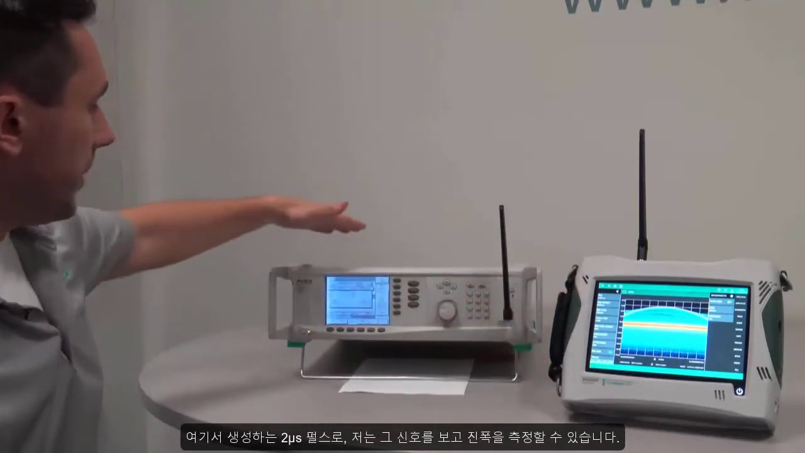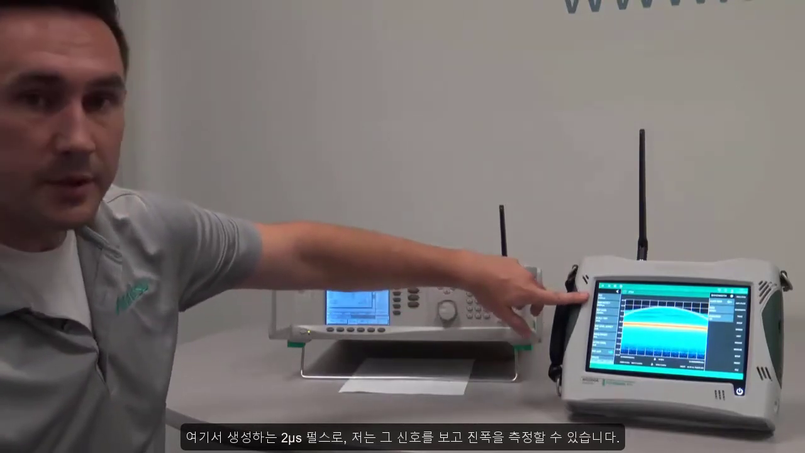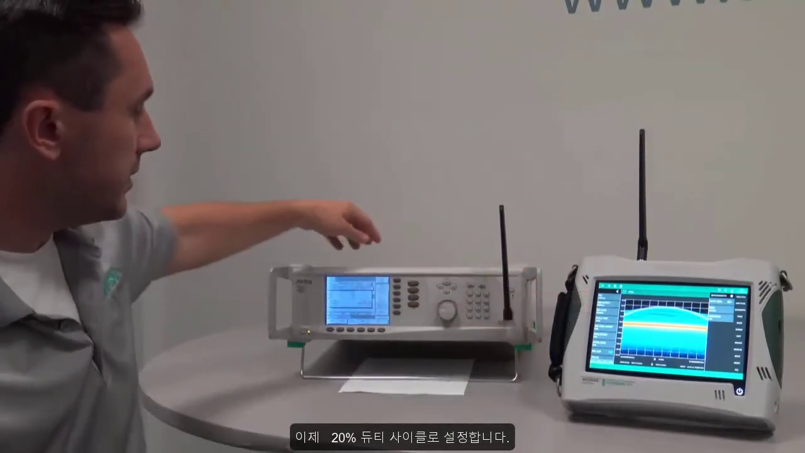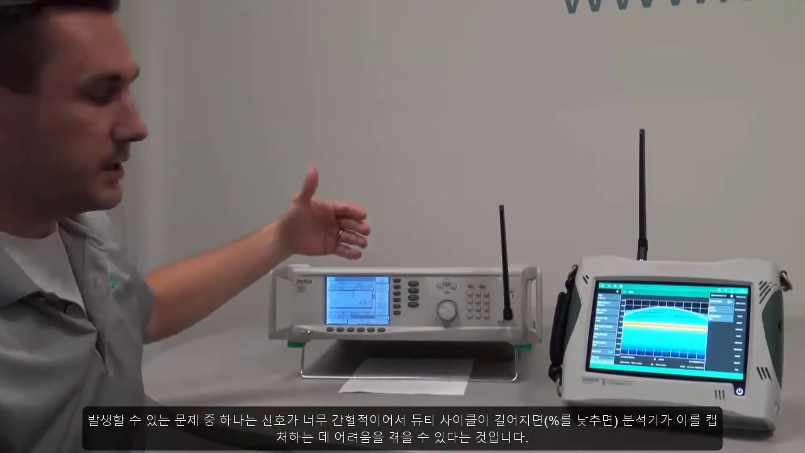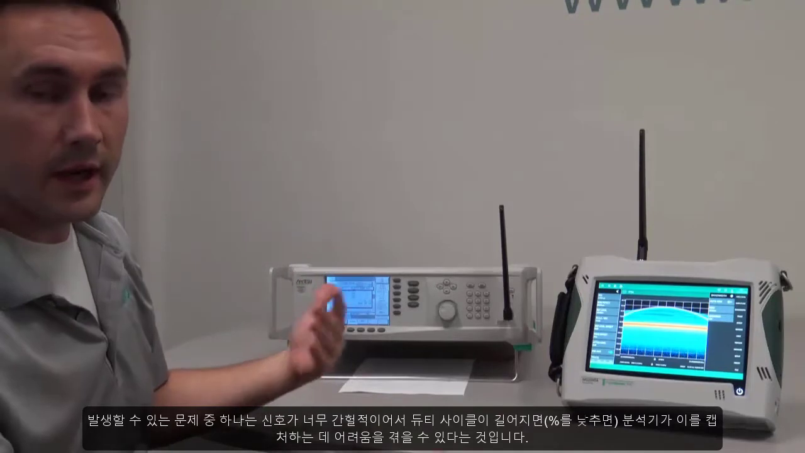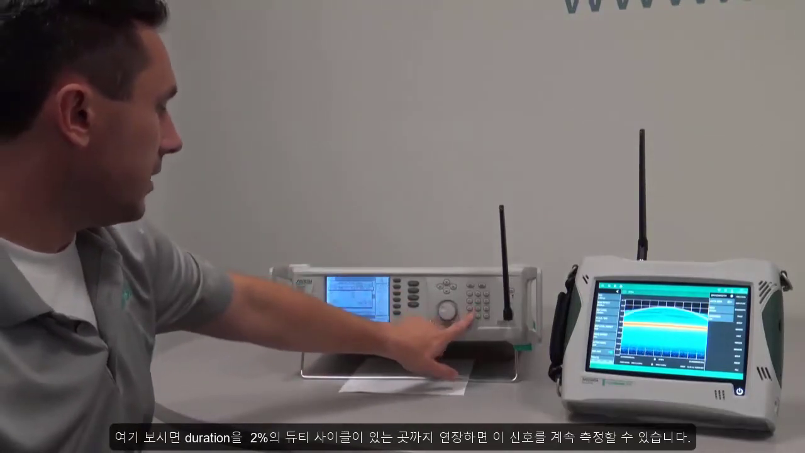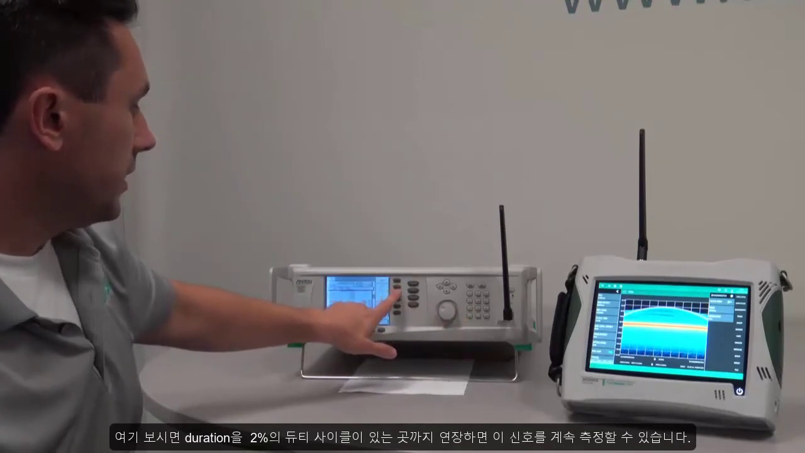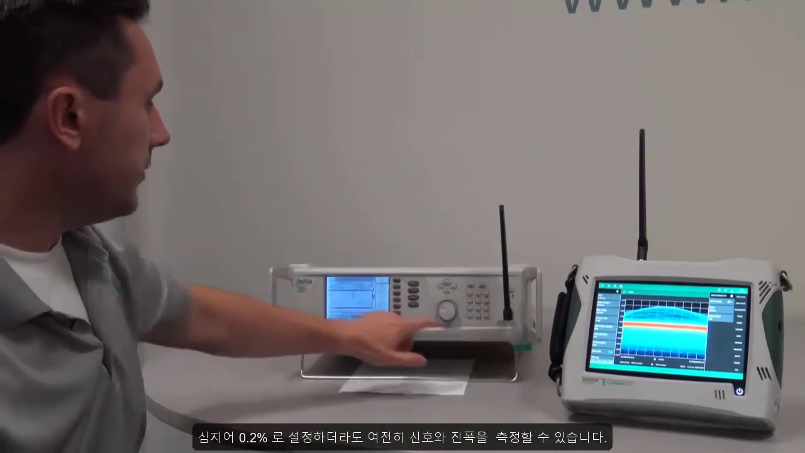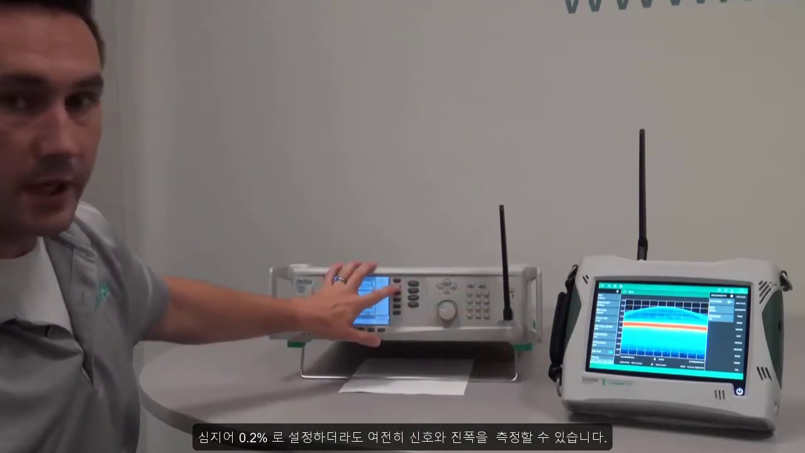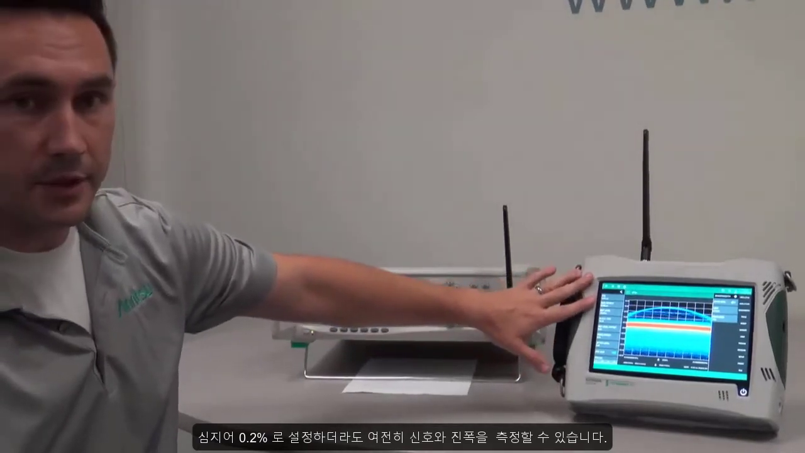So with this 2 microsecond pulse that I'm generating from here, I'm able to see that signal and measure the amplitude. Now this right now is set up to a 20% duty cycle. One of the problems that can happen is if that signal is so intermittent that the duty cycle is long, an analyzer might have a hard time capturing it. You'll see here, if I take this period and I extend it out to where I have a 2% duty cycle, I'm still able to measure the signal. I can even go as far as a 0.2% duty cycle, and I'm still measuring my signal, and I'm still seeing that, and I can measure the amplitude.